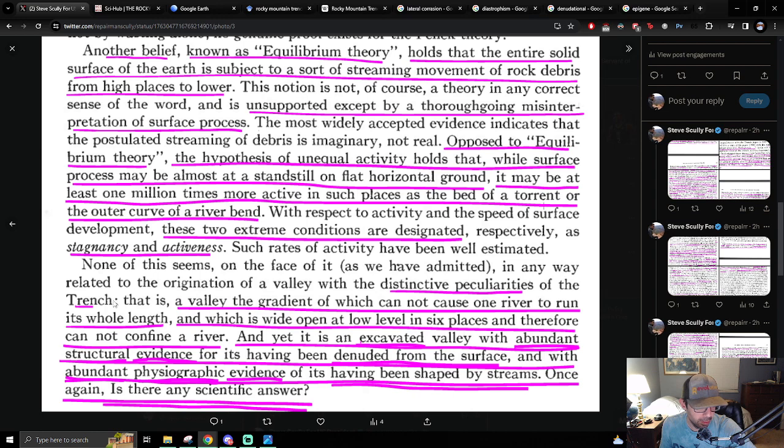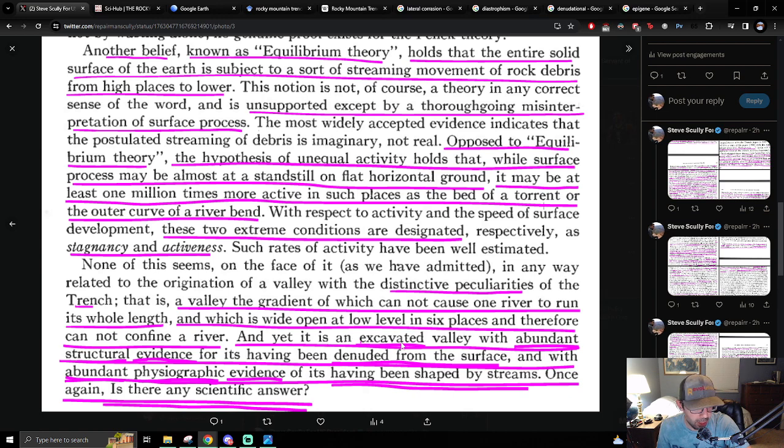Distinctive peculiarities of the trench: a valley whose gradient cannot cause one river to run its whole length, and which is wide open at a low level in 6 places and therefore cannot confine a river, and yet which points to a much bigger river that flowed through and branched off while still flowing through. It flowed, branched, but had all of this current involved, so just because it went the other way didn't mean that it wasn't going the same way through the trench.